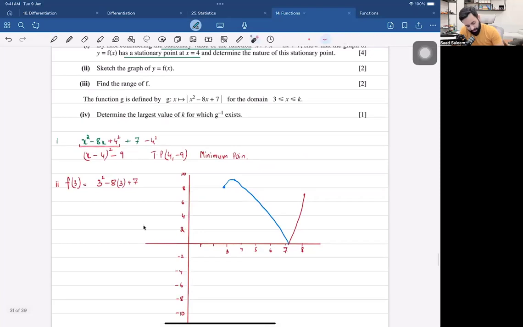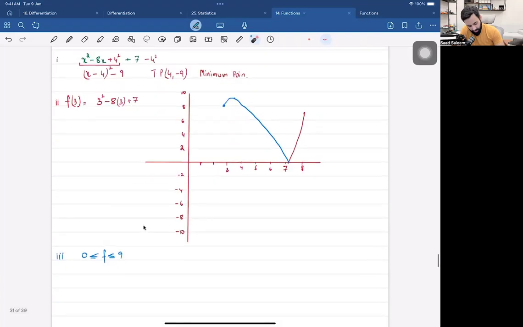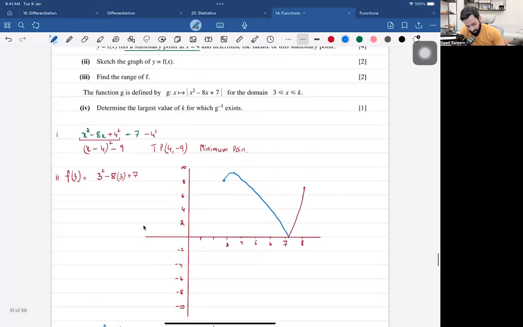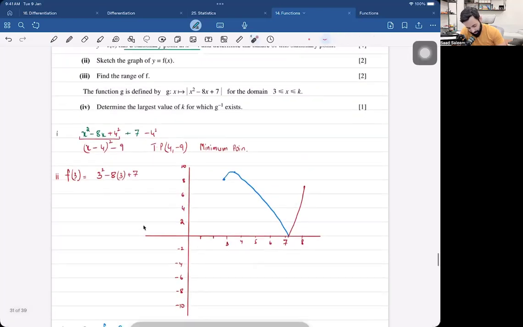The function g is defined by the same function for the domain 3 to k. Determine the largest value of k for which g inverse exists. So the largest value of k for which g inverse exists from 3 onwards. Remember, inverse will only exist for as long as it's a one-to-one function, which means for as long as it's only increasing or only decreasing. If it's doing both, it's not a one-to-one function, it's a many-to-one function, therefore no inverse.